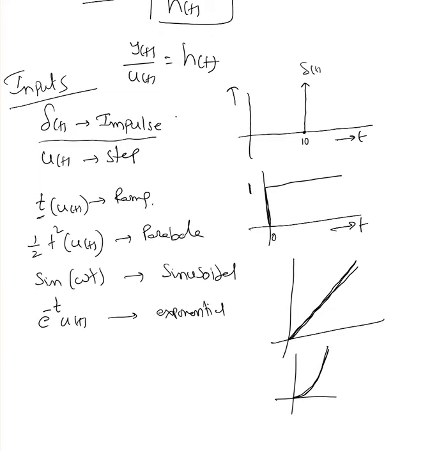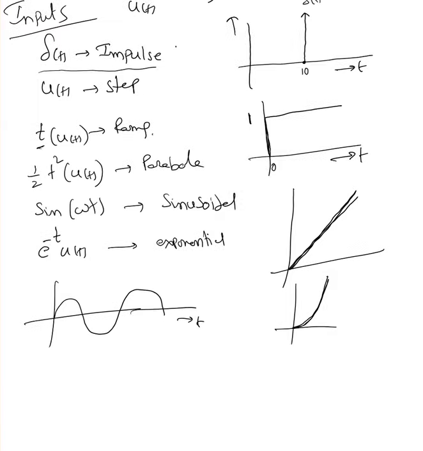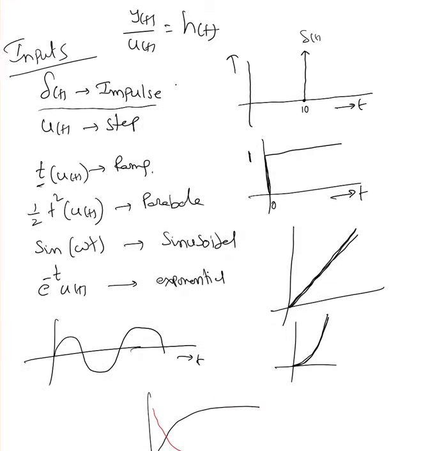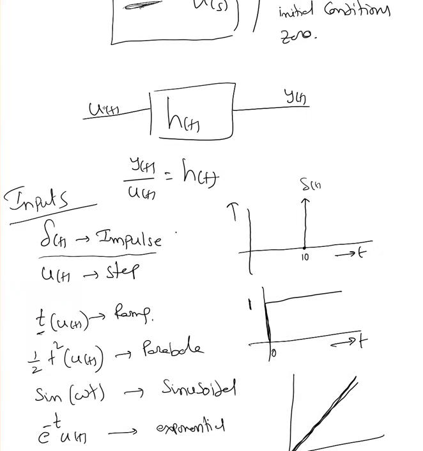And sinusoidal, we know sinusoidal input. It looks like a sinusoidal. And exponential, it might be exponentially increasing or exponentially decreasing. So there are two types of inputs. One is exponentially increasing, another one is exponentially decreasing input. These are the few inputs you can give to the given system to find out the output of that particular system.